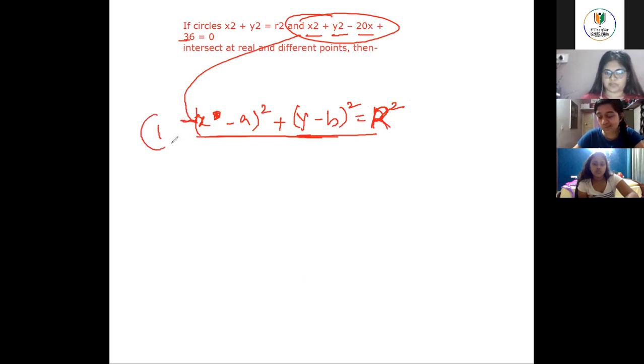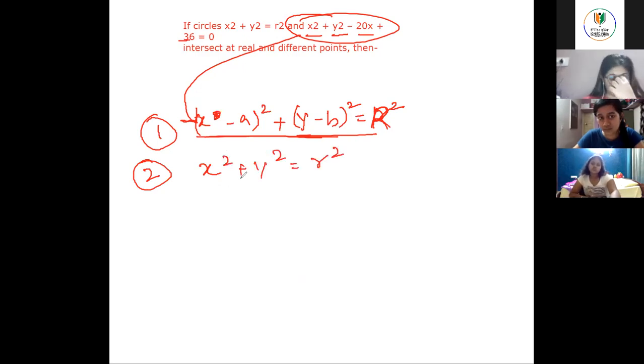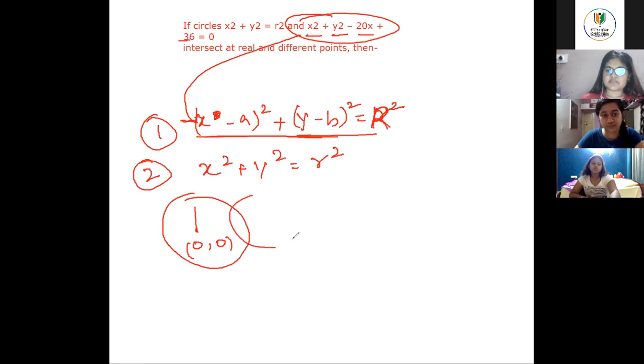You will get it in the form of an equation if you convert this equation to this. First step. Second step, after you have formed this equation and you have the next equation as x square plus y square is equal to r square, the center of this circle, the second circle, is 0 comma 0, the origin, and you have r as the radius. And the next circle is somewhere here, and you'll get the center of the circle as a comma b. So with the distance formula, you know the radius of this circle.